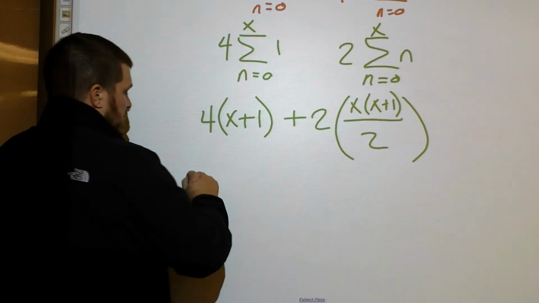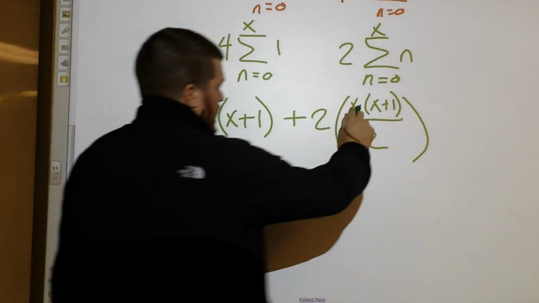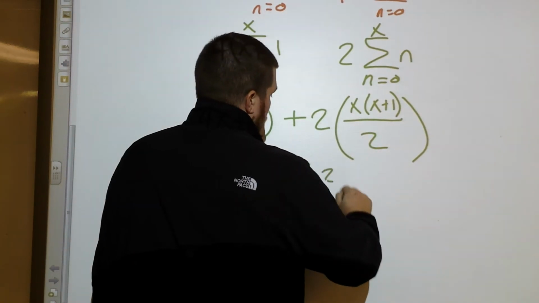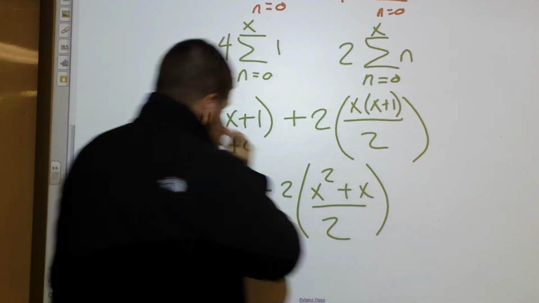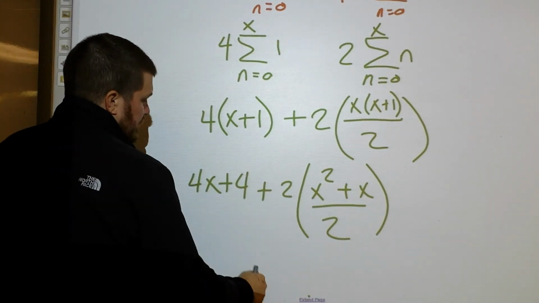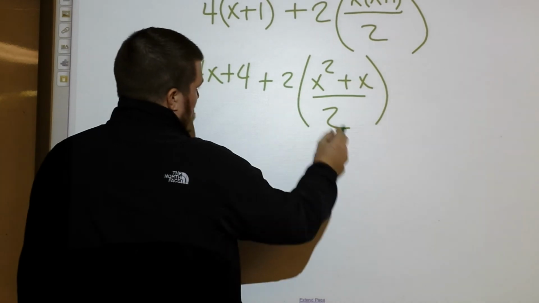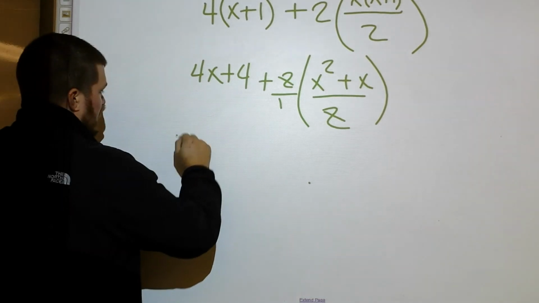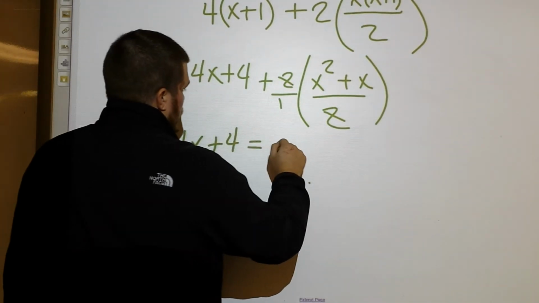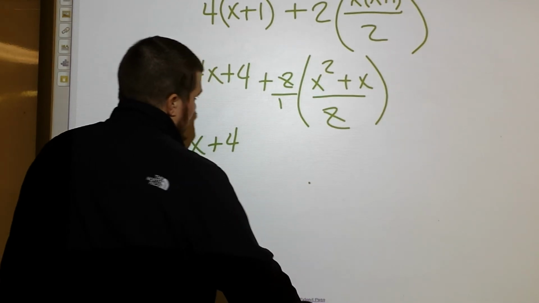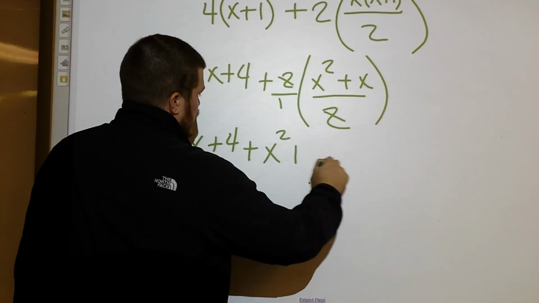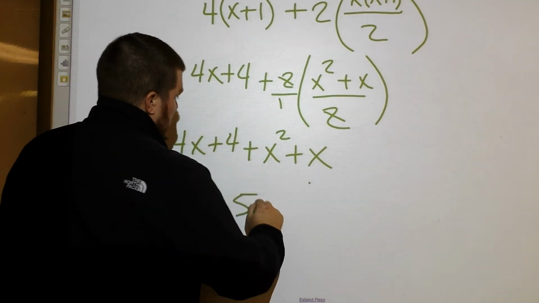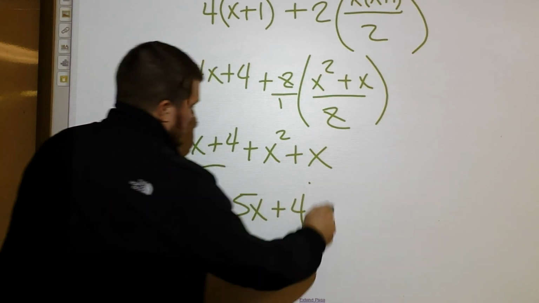So here we have distributive properties, so 4x plus 4. Here, order of operations, let's take care of inside parentheses first, so plus 2 times the quantity x squared plus x, divided by 2. Now we want to take care of this distributive property. Actually, if you look at it, 2 in the numerator, 2 in the denominator, these are going to cancel out. So I'm just left with 4x plus 4 plus x squared plus x. Now we want to combine like terms wherever we can. x squared plus 5x plus 4, and that's our closed form definition.